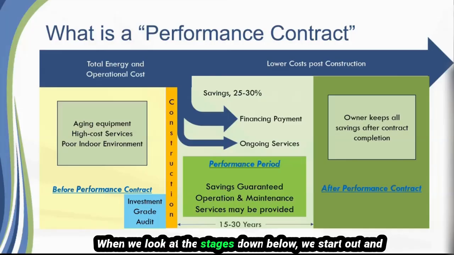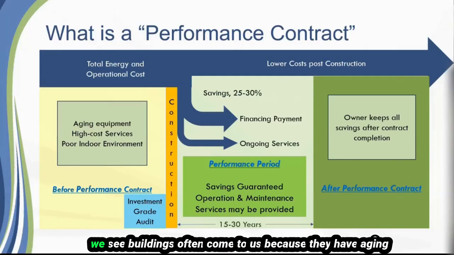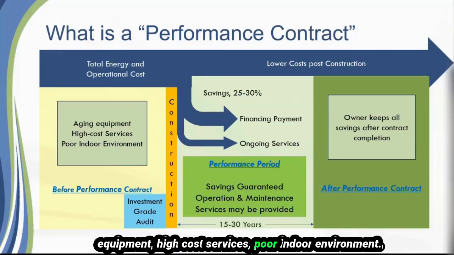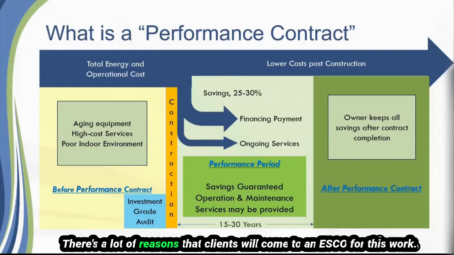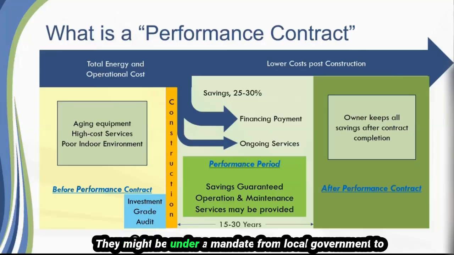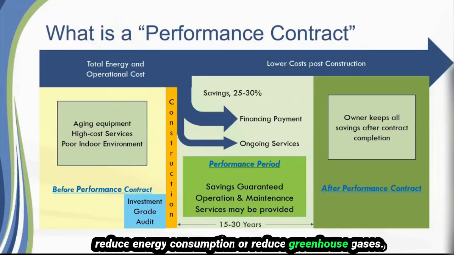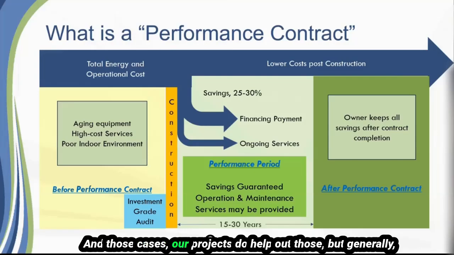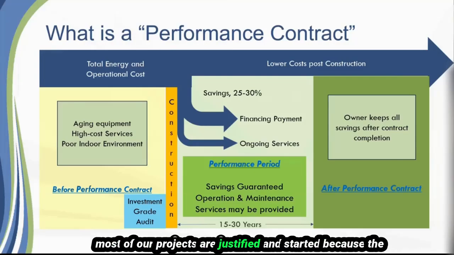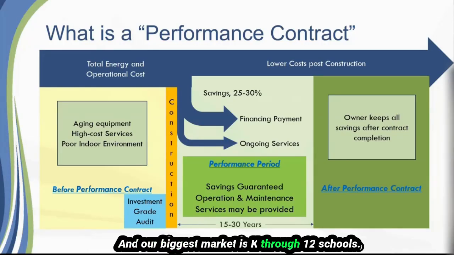When we look at the stages down below, we start out and we see buildings often come to us because they have aging equipment, high cost services, poor indoor environment. There's a lot of reasons that clients will come to an ESCO for this work. They might be under a mandate from local government to reduce energy consumption or reduce greenhouse gases. In those cases, our projects do help out. But generally, most of our projects are justified and started because the client sees some need for an improvement of their facility. And our biggest market is K-12 schools.